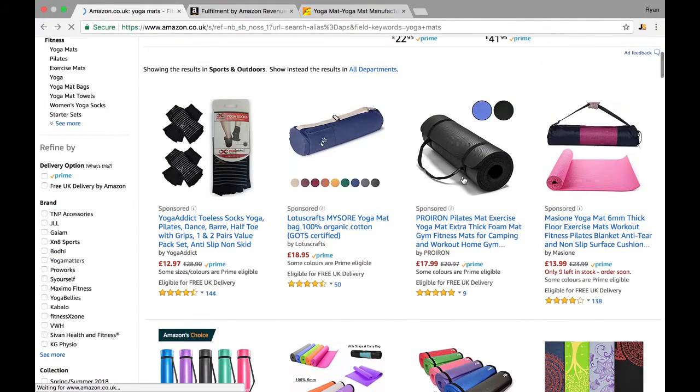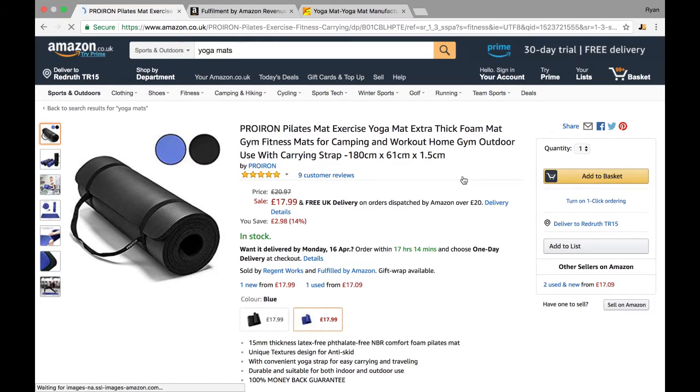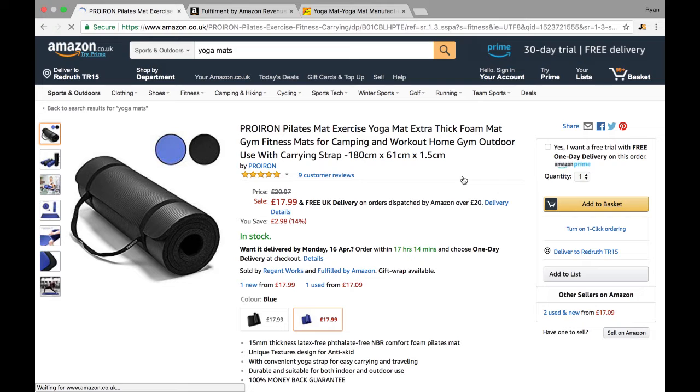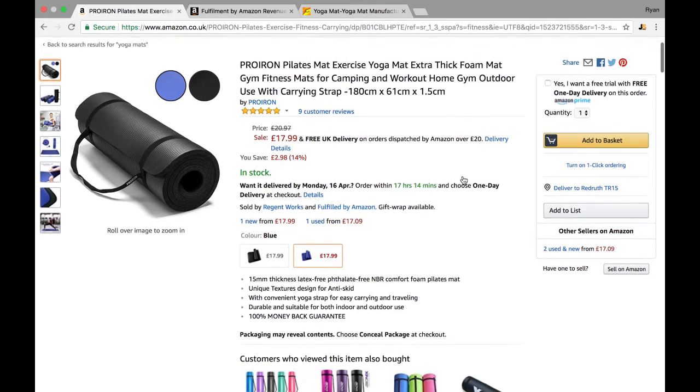We're just going to select one here, and the first thing we're going to do is calculate the fulfillment by Amazon fee. The way to do this is you can use the fulfillment by Amazon revenue calculator. This can be found by simply going on Google and typing in Amazon FBA calculator UK if you are here, or US, and it'll normally be the first option that pops up.